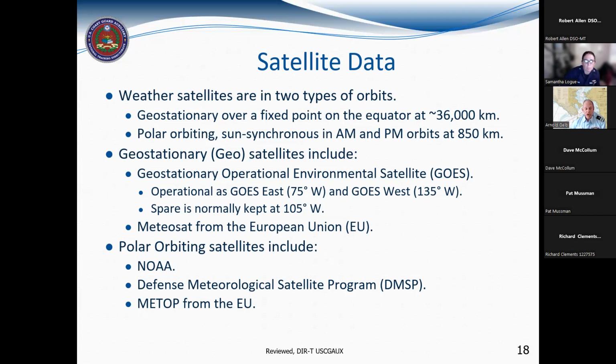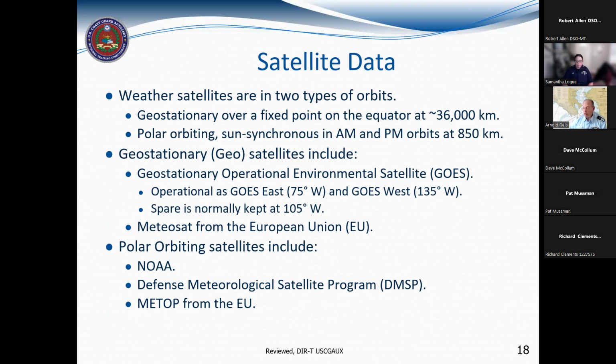The geostationary satellites include the so-called GOES, the Geostationary Operational Environmental Satellites. Operational are GOES East at 75 degrees west and GOES West at 135 degrees west, with a spare in between at 105, so it can be shifted in either direction. Then there's also Meteosat, which is from the European Union.